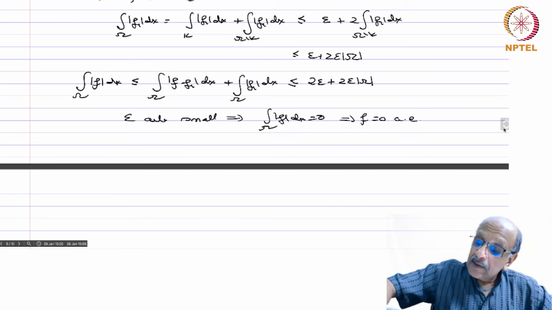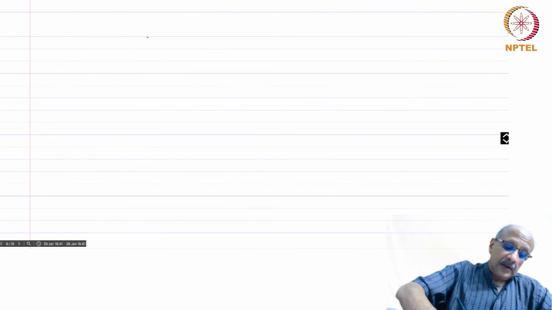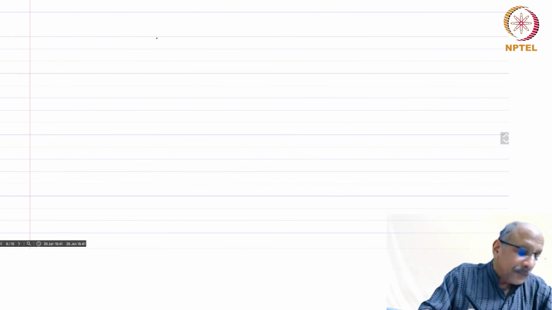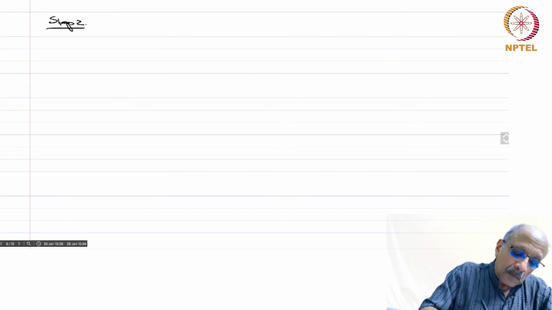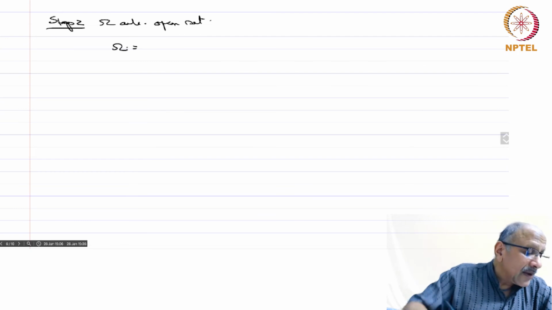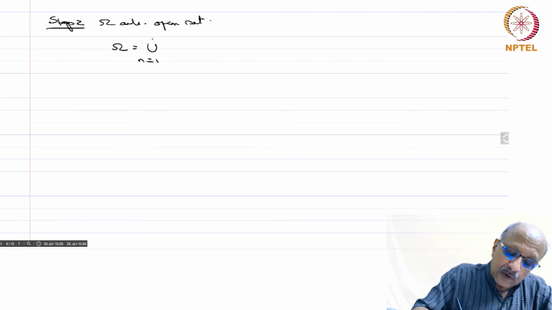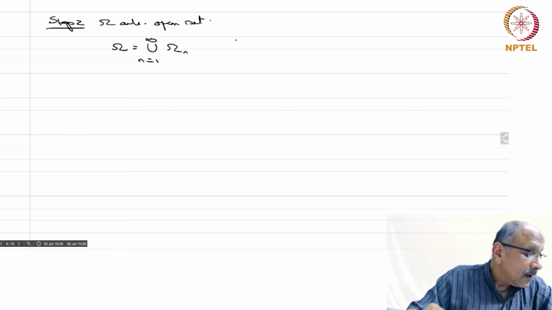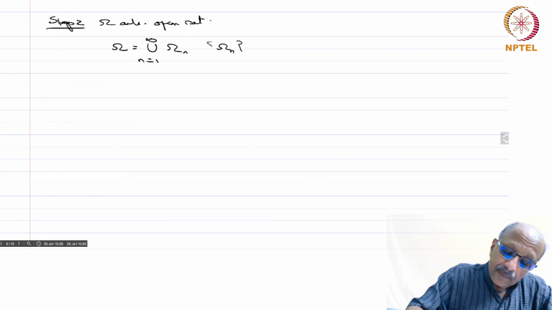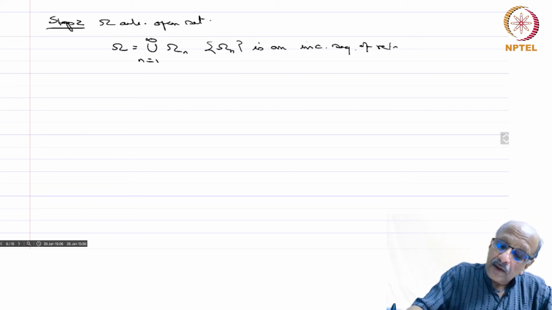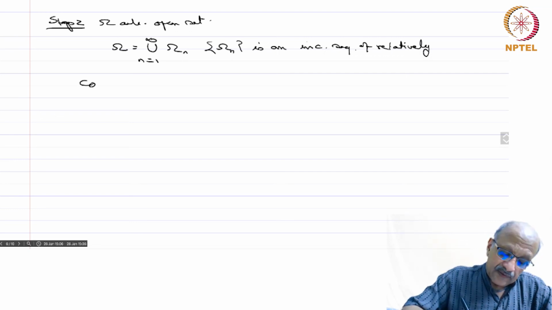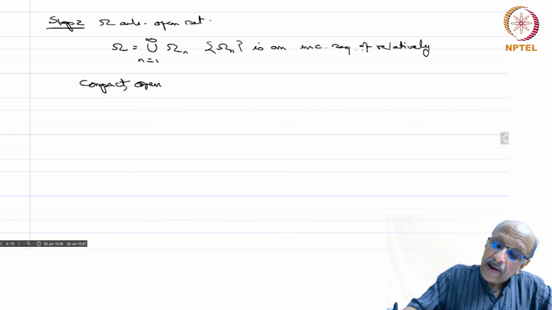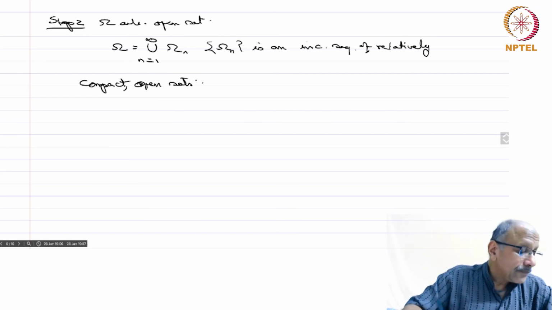So we have proved this in the case when f is an integrable function on omega and omega has finite measure. But step 2: omega an arbitrary open set. Then you can write omega as an increasing union, the union for n equals 1 to infinity of omega n, where omega n is an increasing sequence of relatively compact open sets.